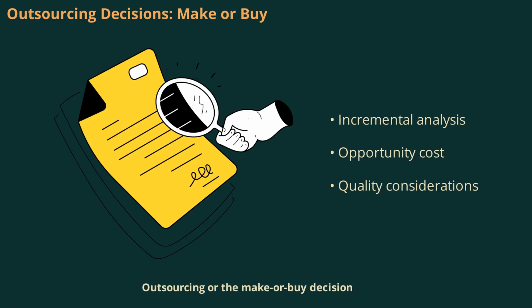Sourcing, or the make-or-buy decision, involves comparing the incremental cost and saving of producing a component in-house versus purchasing it externally. Managers must consider not only direct costs, but also opportunity costs and qualitative factors like quality, supplier reliability, and strategic flexibility. The right decision balances cost saving with long-term business objectives.